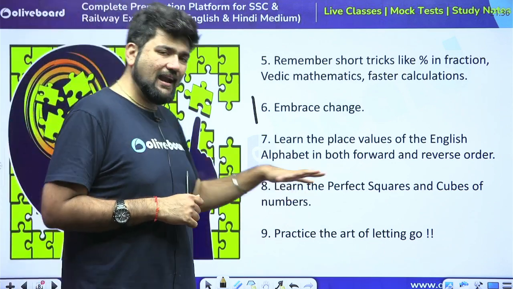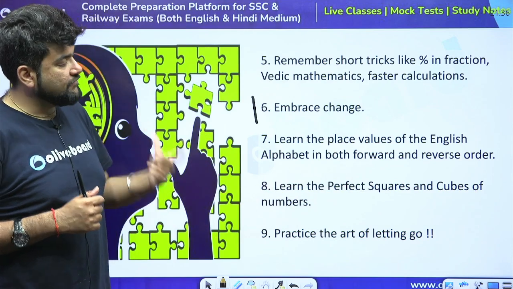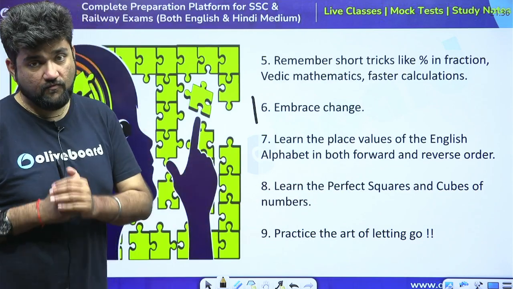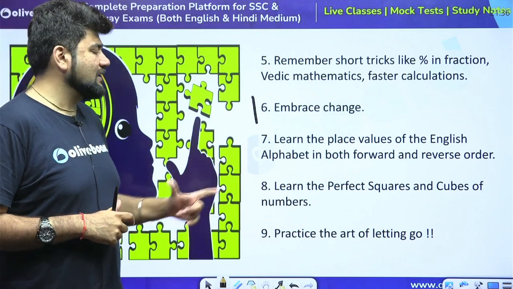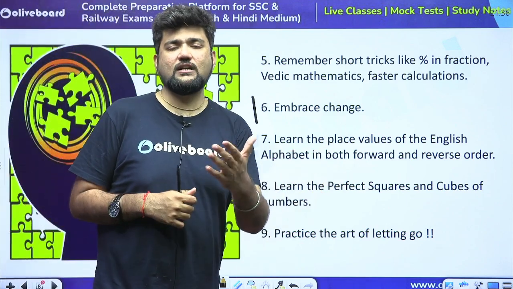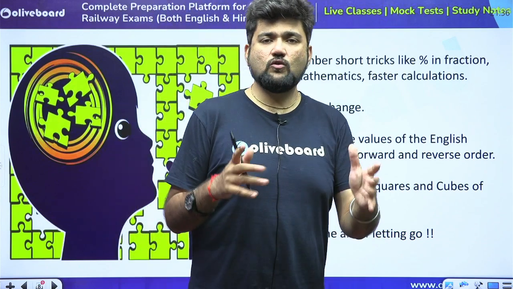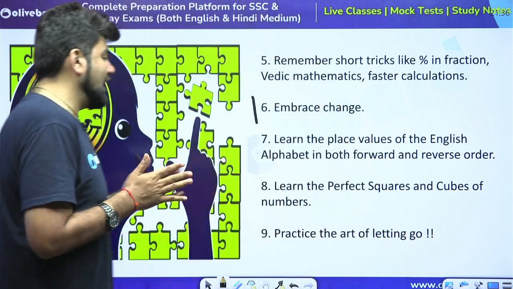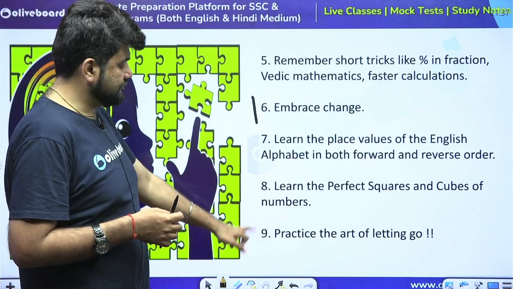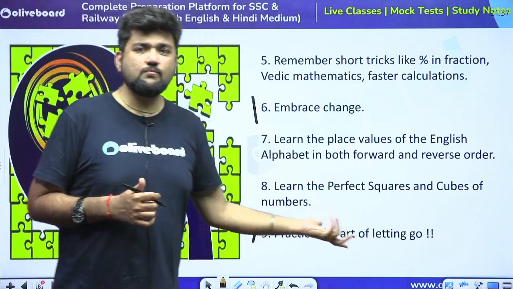For quantitative and logical reasoning, I would say, learn the perfect squares and cubes of the numbers. Very important. Yeah, you can also create a list of special numbers, which I usually tell about in my regular sessions. So you can meet me there and I'll let you know. And practice the art of letting go. Now, how is this important and relevant here?